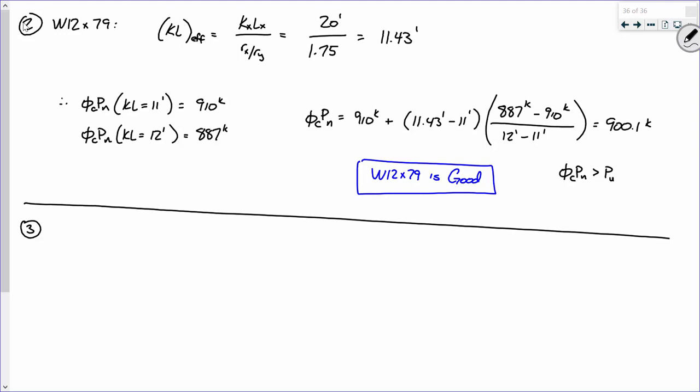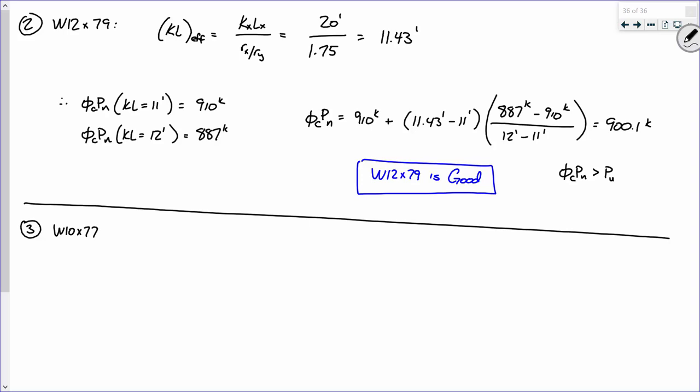What's the next section? A W10 by 77. So it's lighter, right? It's lighter than the one above, okay? In other words, if this was a W10 by 87 and this is all we had, I'd stop, right? There's no point. It doesn't matter if it works or not. We have a W12 by 79 that's just fine. But if this is lighter and still resists the load, do the math and check it. So let's see what we got.